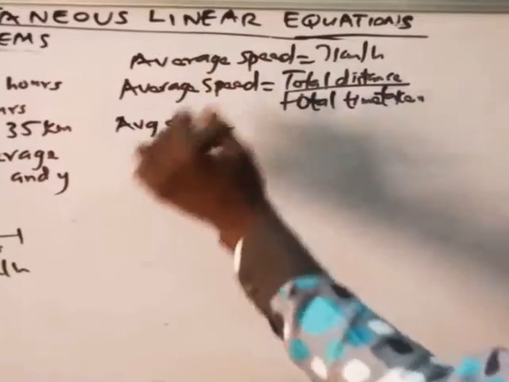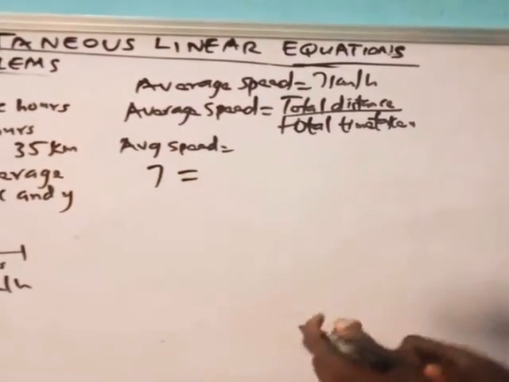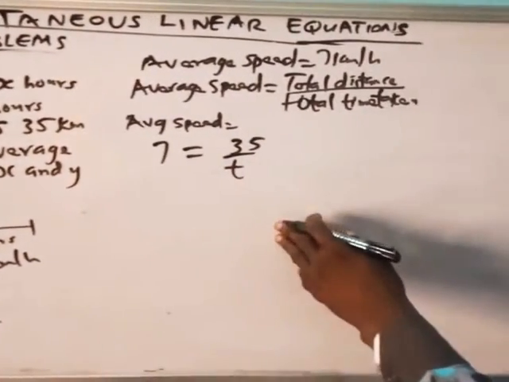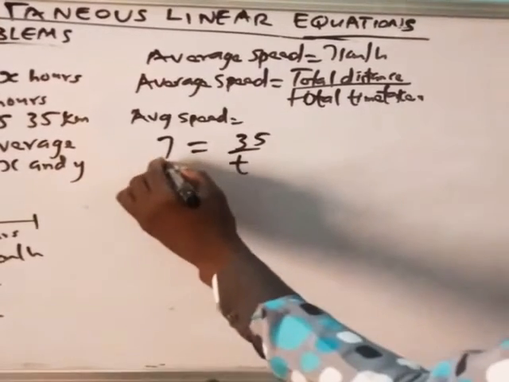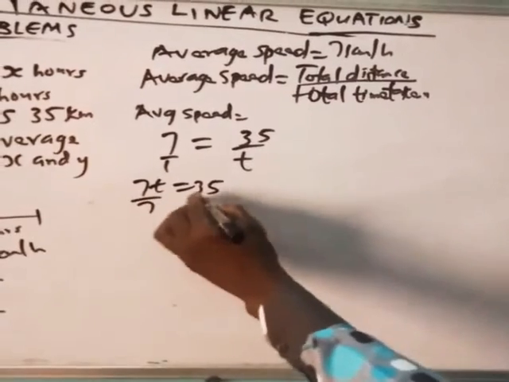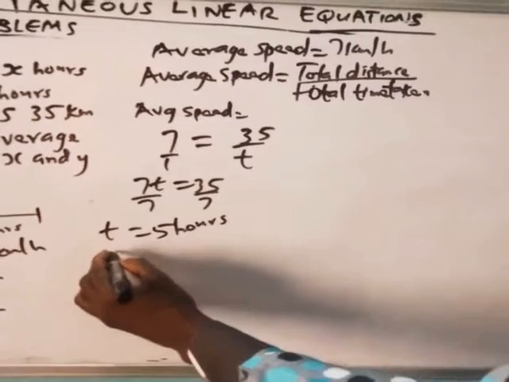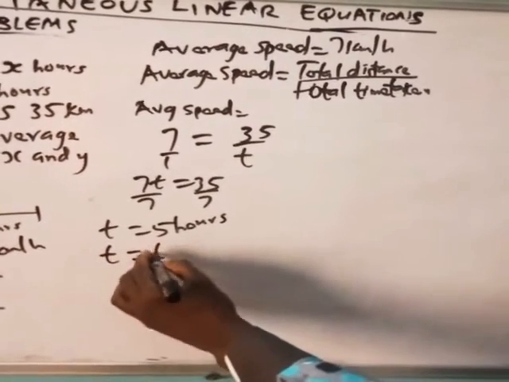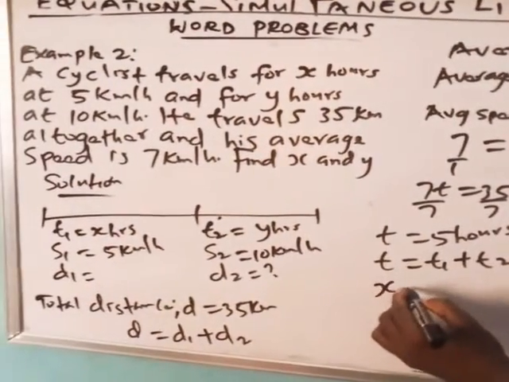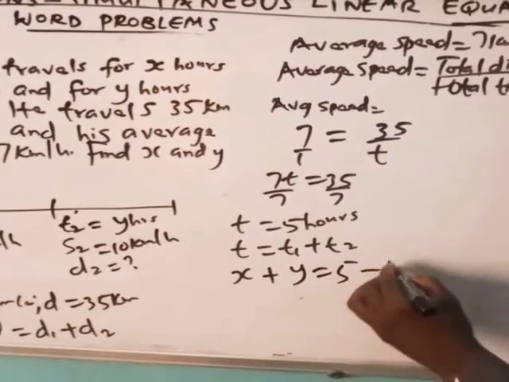So now if the average speed is 7 km per hour, 7 will replace average speed, and your total distance is given as 35 over total time. Let's call that time t. So when you cross multiply, 7t is 35, divided by 7, so t is 5 hours. So your total time t is equal to t1 plus t2, and t1 is x plus t2 is y. That will give you x plus y is 5, equation 1.